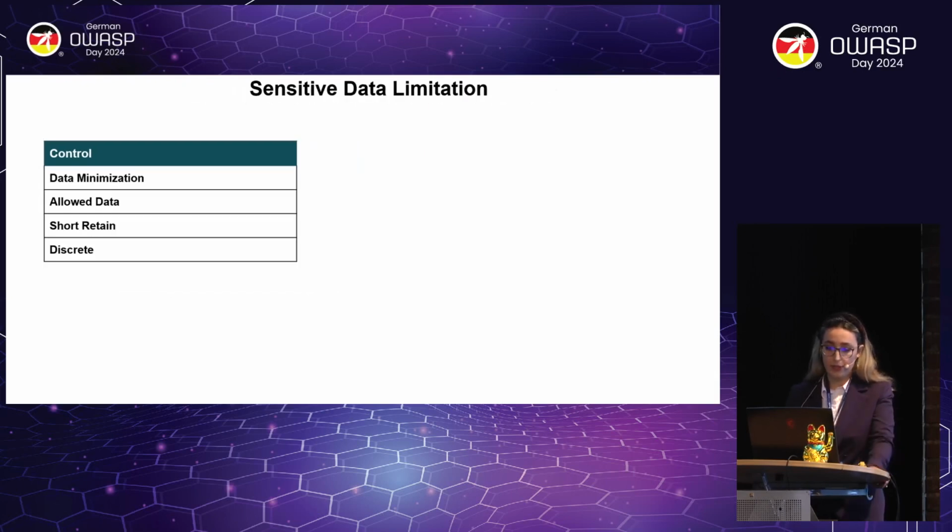Sensitive data limitation, we have here 4 different controls. The first one would be data minimization. Remove or anonymize data fields or records, for example, from a training set. And allowed data, removing data that is not allowed for the intended purpose, for example, from the training set. And keep the retained data discrete. For example, minimize access to the technical details that could help attackers, by reducing the information.